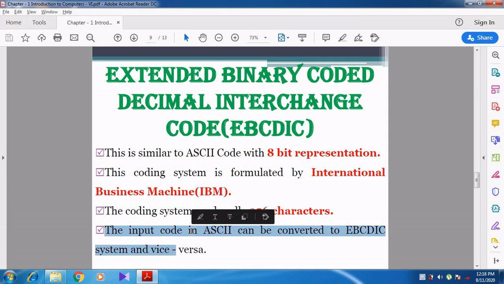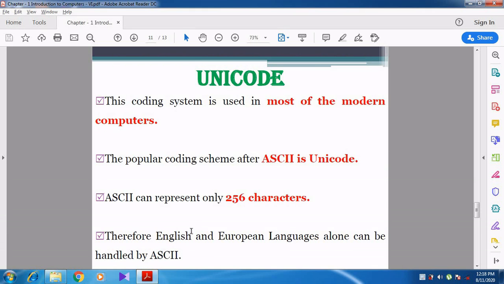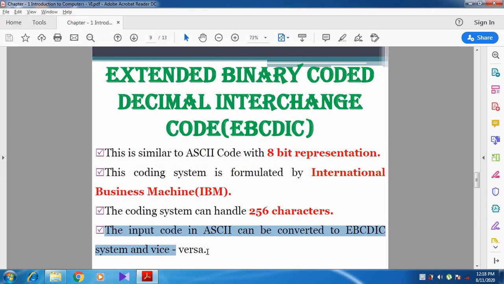The input code in ASCII can be converted to the EBCDIC system and vice versa. So ASCII can be converted to EBCDIC as well as EBCDIC code can also be converted to ASCII, because both of them can handle 256 characters, that is 2 power 8. This is similar to ASCII code. Right? It was developed by IBM, International Business Machines.